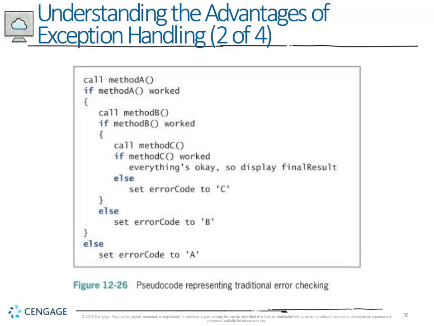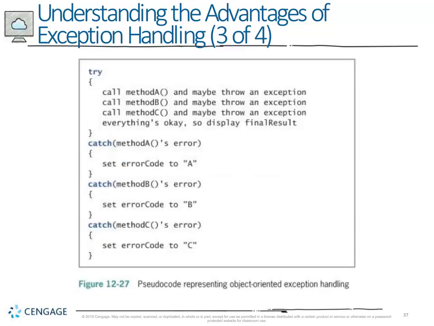For example, this figure represents pseudocode for traditional error checking. So it passes 3 tests before the final result can be displayed. The program executes method A. It then calls method B only if method A is successful. Similarly, method C executes only when method A and method B are successful. When any method fails, the program sets an error code to A, B, or C.